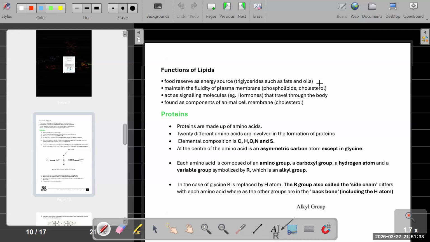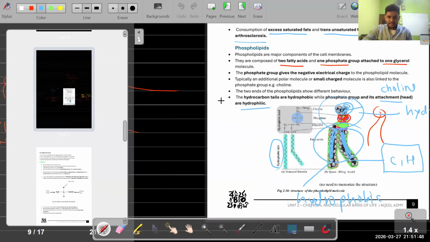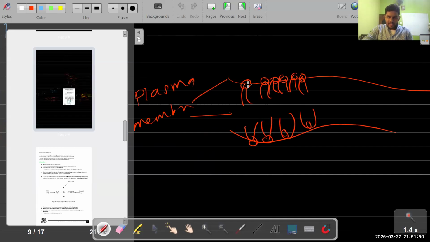Second one, maintains the fluidity of plasma membrane. Yes, fluidity of plasma membrane is contributed by phospholipid and cholesterol. Now, here I explained that the plasma membrane looks like this, and it contains phospholipid molecules. And here there are cholesterol molecules also like this, right? This will be maintaining the fluidity of the membrane. Fluidity means it helps in exchanging the materials like a fluid.